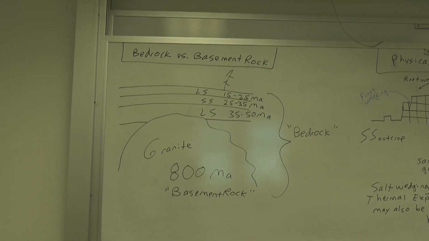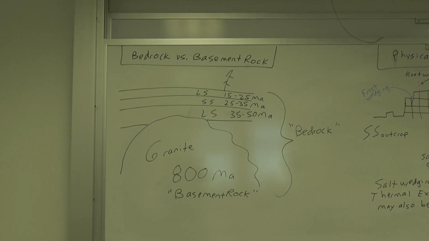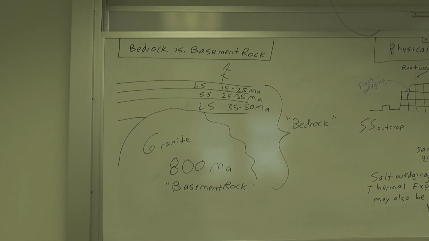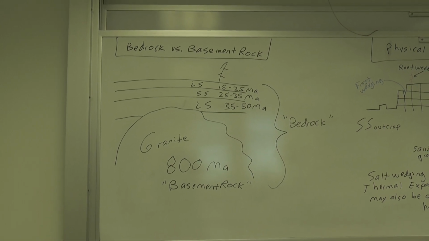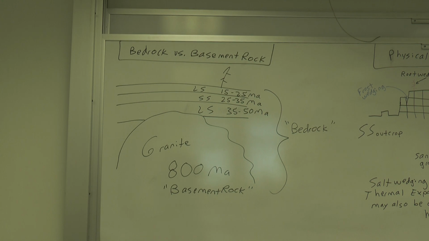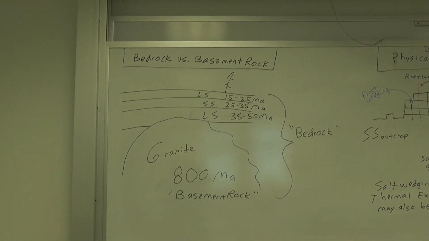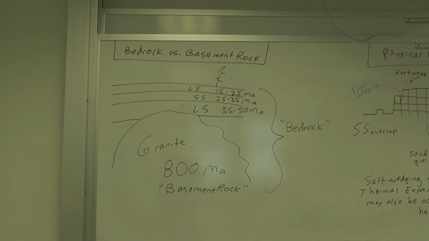All right, so what do we see here in our drawing? We see a layer of limestone at the top. It says 15 to 25 MA, capital M, lowercase a. MA stands for millions of years in age. So our limestone is 15 to 25 million years old. There's a sandstone beneath it, 25 to 35 million years old, and a limestone beneath that, 35 to 50 million years old.